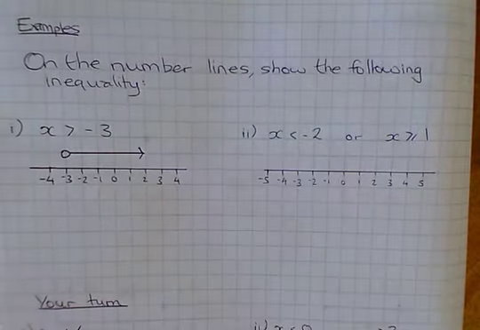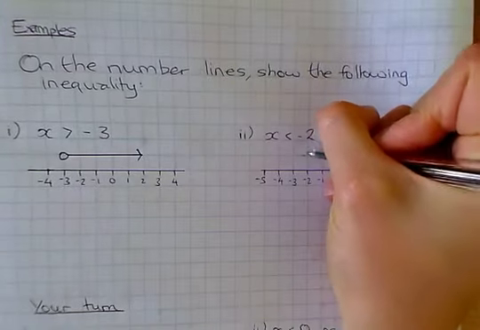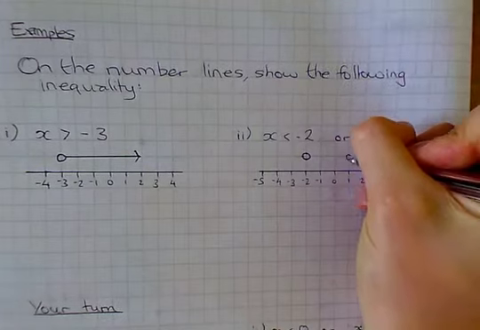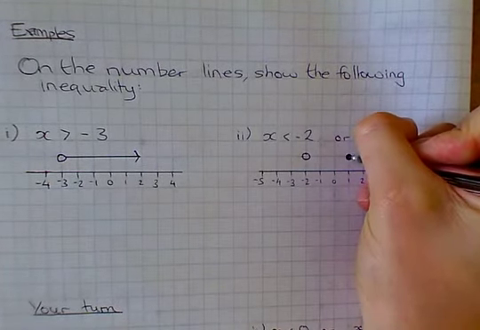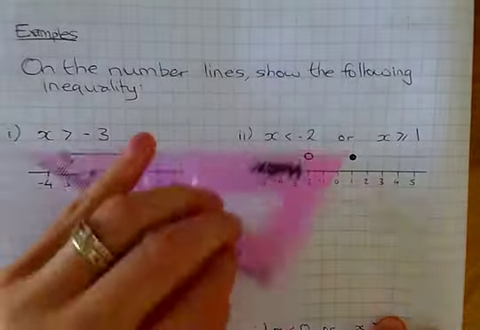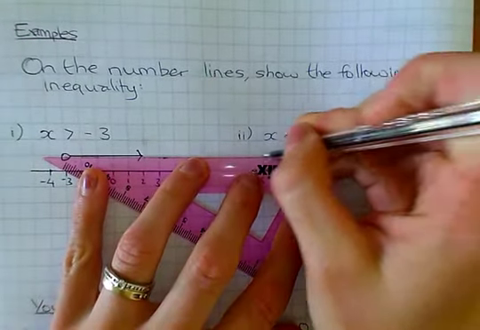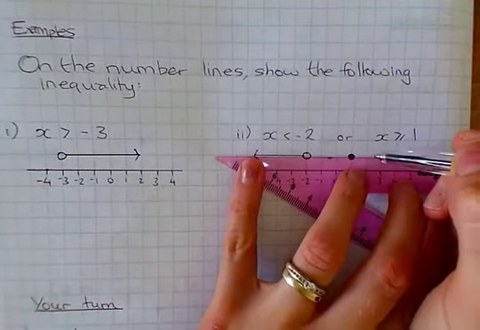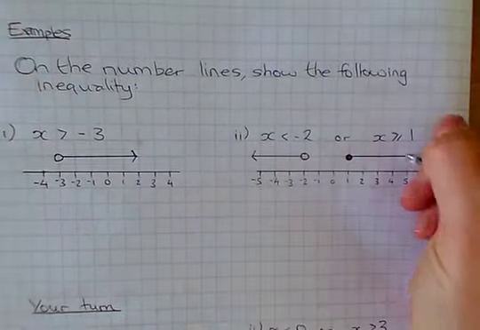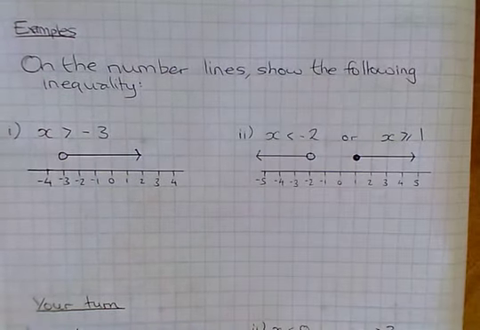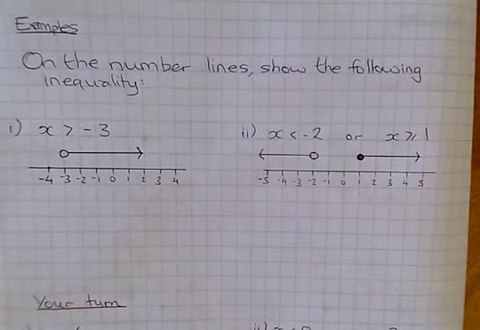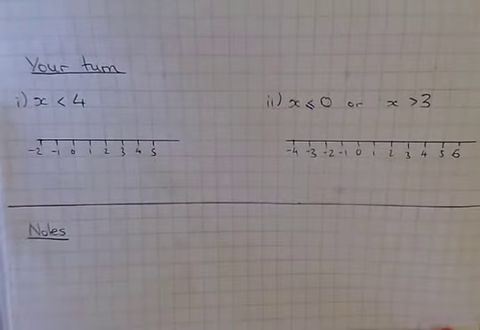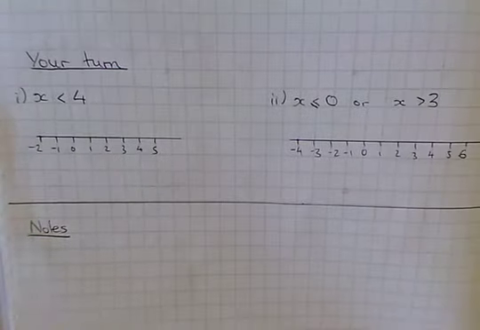Part II, x is less than -2, so an open circle there, or x is bigger than or equal to 1, so shading circle there. Now x is less than -2, so that will go in the negative direction, and x is greater than or equal to 1, so that will go in the positive direction, and your number line would look like so. Same as before now, if you can pause the video there, have a go at the your turn questions. They're also on the slide, and then we'll run through them in a minute.